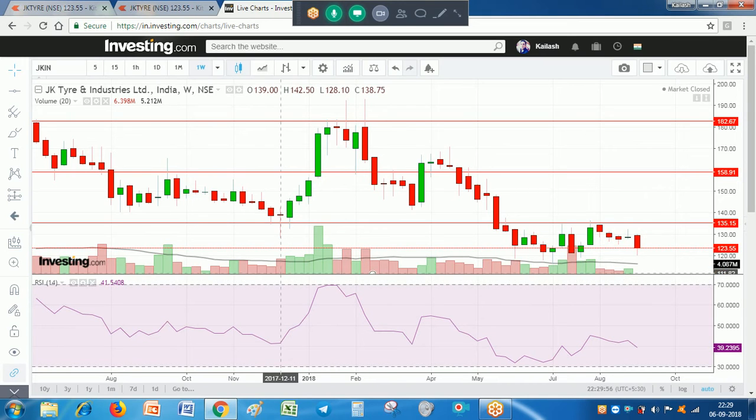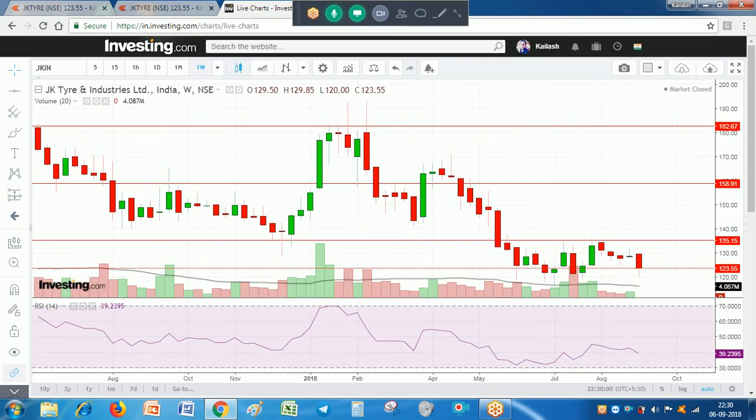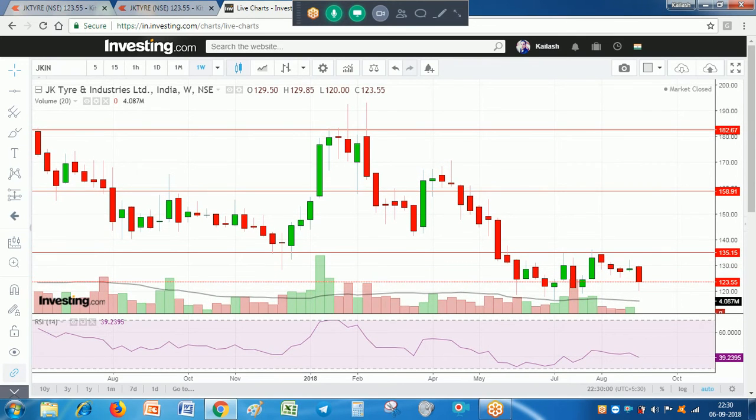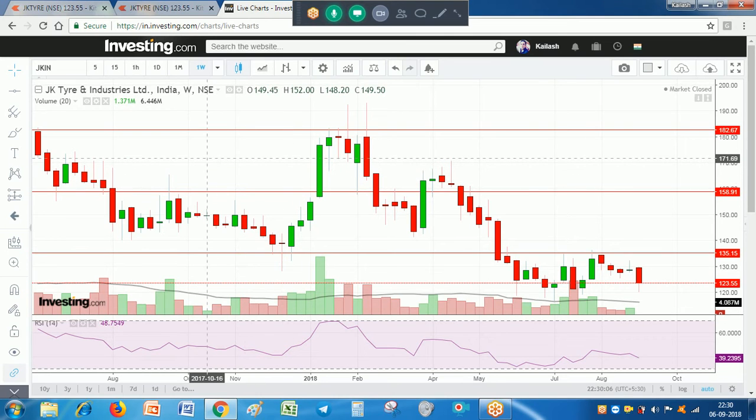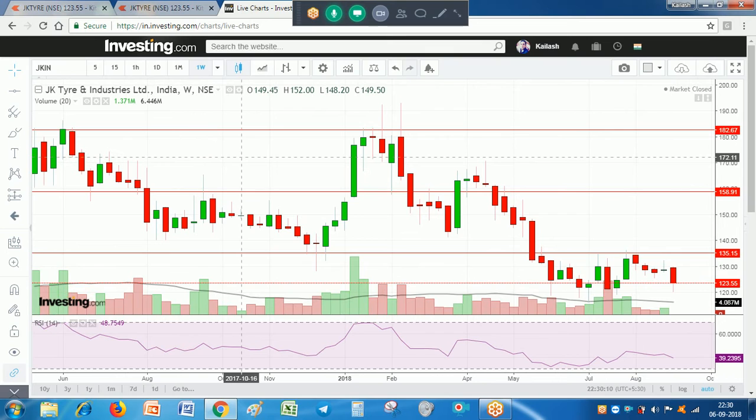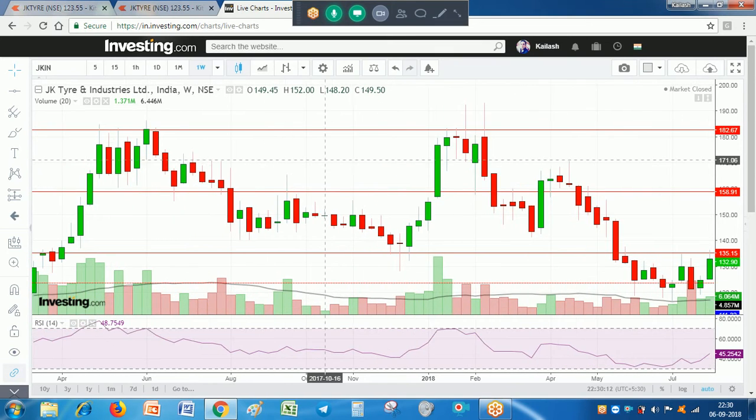All the levels I have shown here are on the monthly chart. So let me show you how the levels look on the weekly chart. On the weekly chart the picture would be very clear, friends. Look at this level. Look at the weekly chart. The levels I have marked are very accurate.